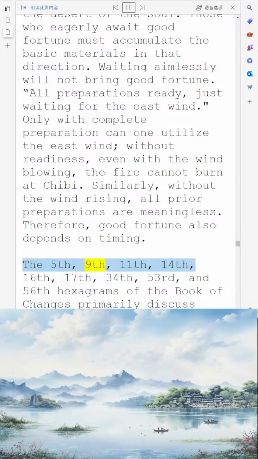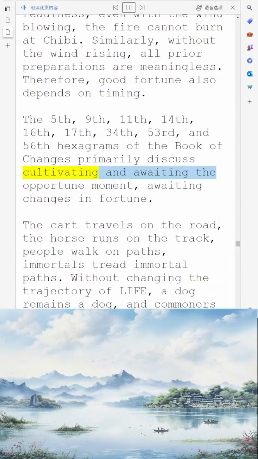The 5th, 9th, 11th, 14th, 16th, 17th, 34th, 53rd, and 56th hexagrams of the Book of Changes primarily discuss cultivating and awaiting the opportune moment, awaiting changes in fortune. The cart travels on the road. The horse runs on the track. People walk on paths. Immortals tread immortal paths.